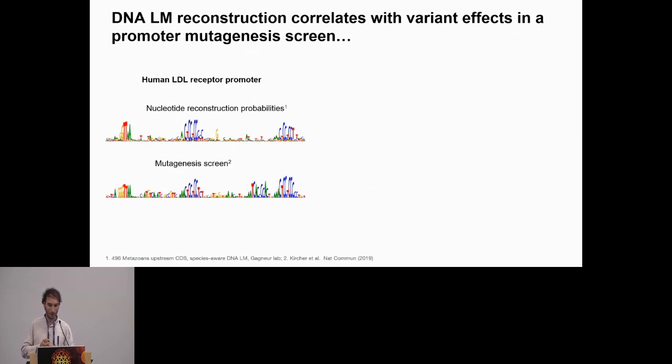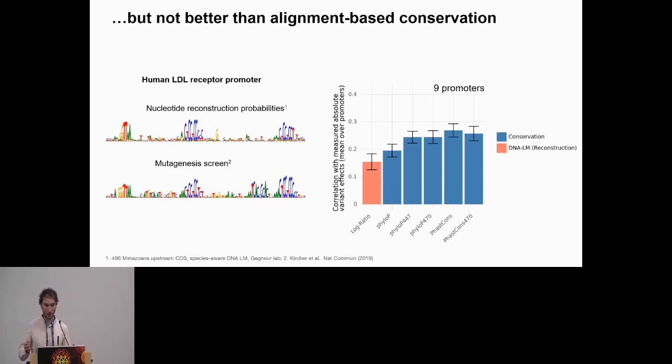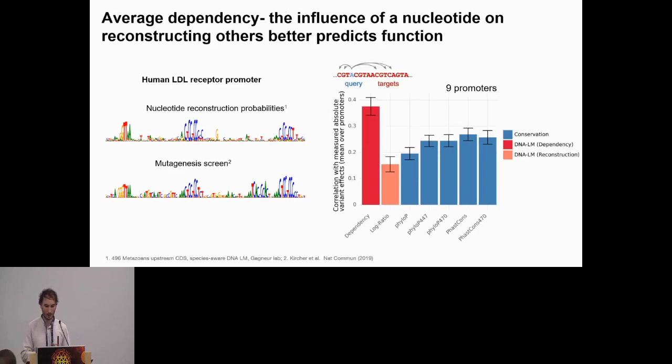We also set out to use nucleotide dependencies to classify variant effects. And on a promoter mutagenesis screen in human, you can see here an example in the human LDL receptor promoter. You see on top the nucleotide reconstruction and below the mutagenesis screen result, and you can see that they correlate pretty well. However, this correlation is not better than, for example, taking alignment-based conservation scores. Then if you use a metric based on the average dependency on that nucleotide, we outperform its own reconstruction and we outperform conservation-based scores. So how influential a nucleotide is is a better predictor of function than its own reconstructability.